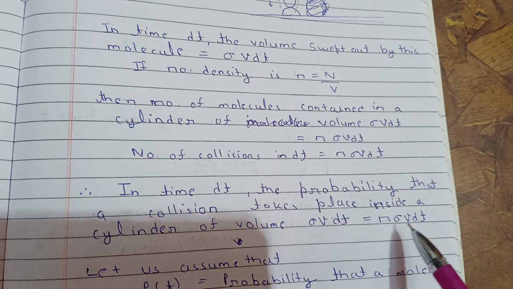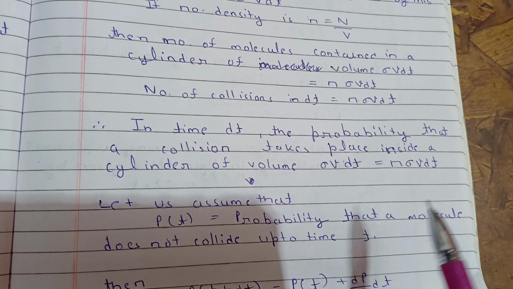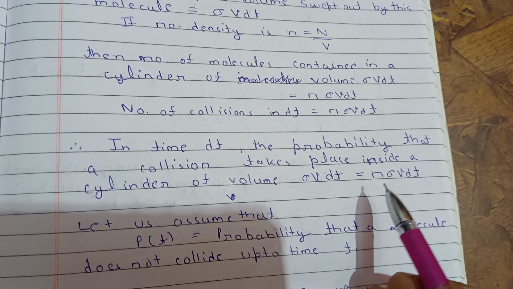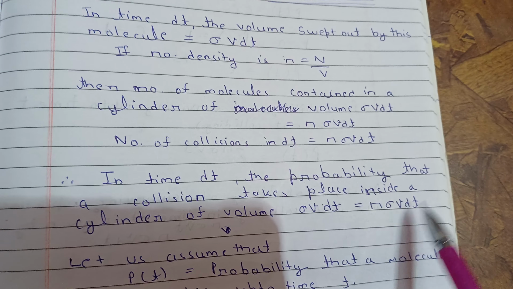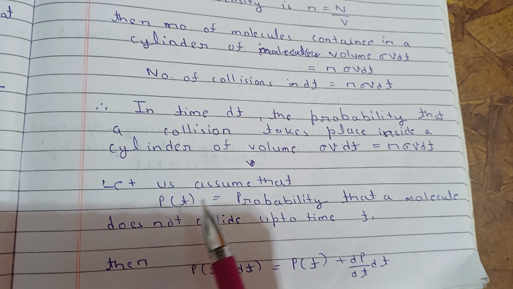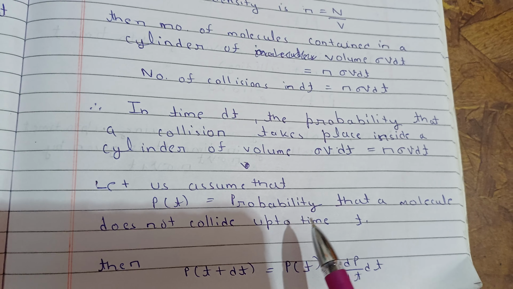In the end we will check whether this is actually a probability or not by verifying that the total sum is 1 or not. Now we are just saying that the more the number of particles, the more the chances of collision. That's why this is your probability. Now let's assume that P(t) represents the probability that a molecule does not collide up to time t.